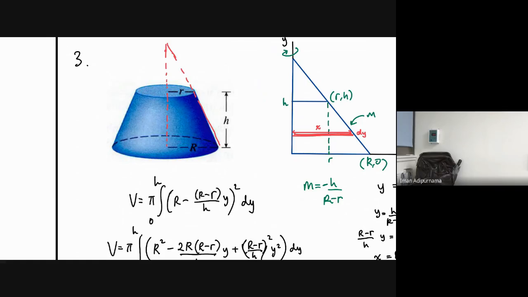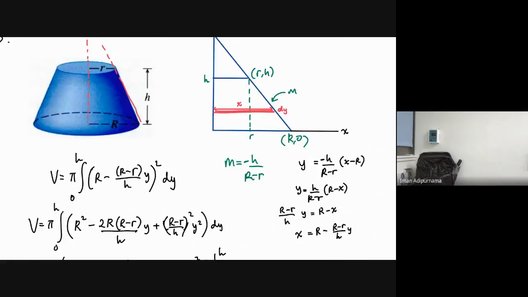But if you are using the integrations, see the rotations. If you have a line here, then when you rotate this line to here, it will look like this prism. So we can see from this triangle, we put the y and x axes. We can look for the line equations.